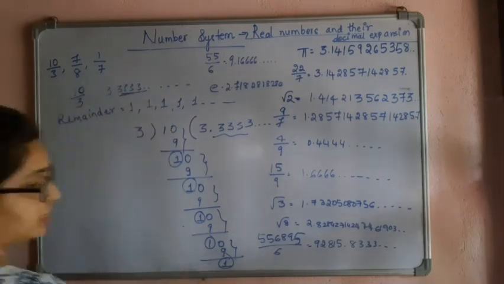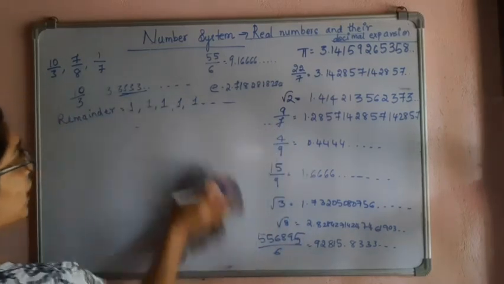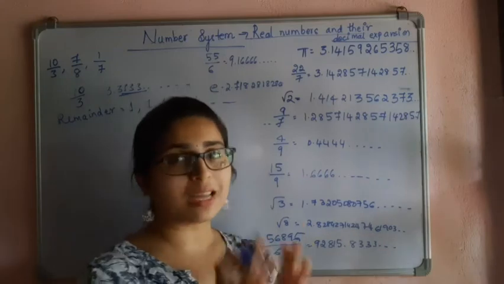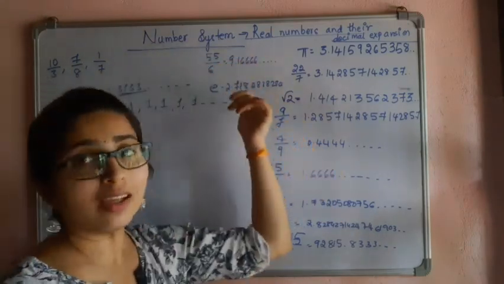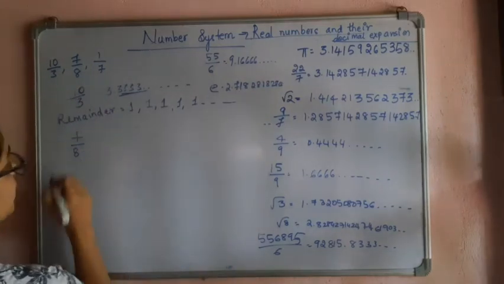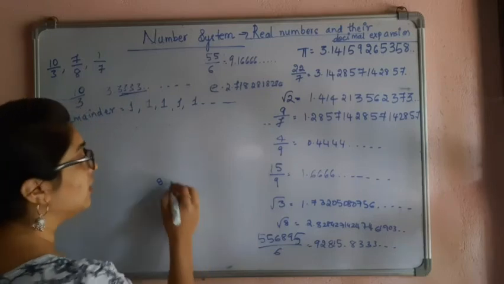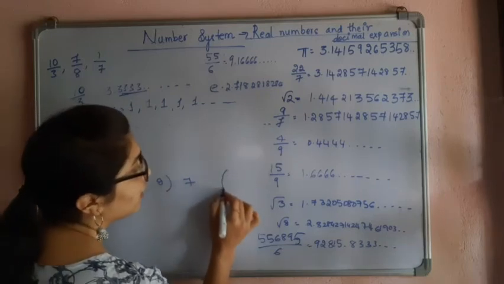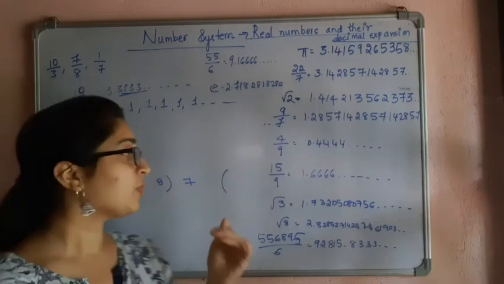Okay. And now we will take another fraction. We will check and we will conclude some points after finding the decimal expansion of these 3 numbers. Okay. So next we will take 7 by 8. So now again I will take 8, which is a divisor. Take the dividend here. Then 7 is not divisible by 8. So what I will do?